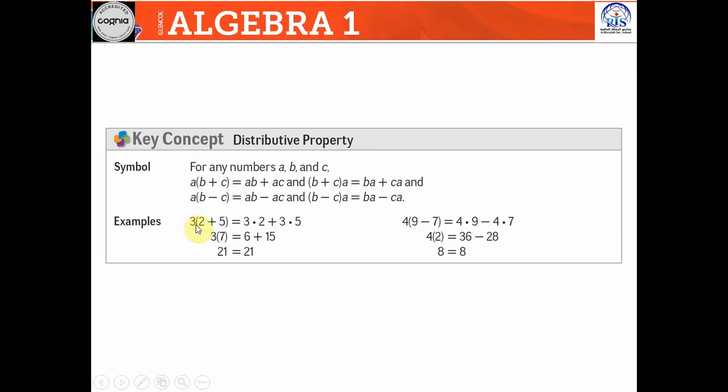Example here by numbers. Here I can write 3 times 2 plus 3 times 5. Or I can say 2 plus 5, 7, here substitution. The same, we will get the same answer. 3 times 7, 21. 6 plus 15 equal 21.